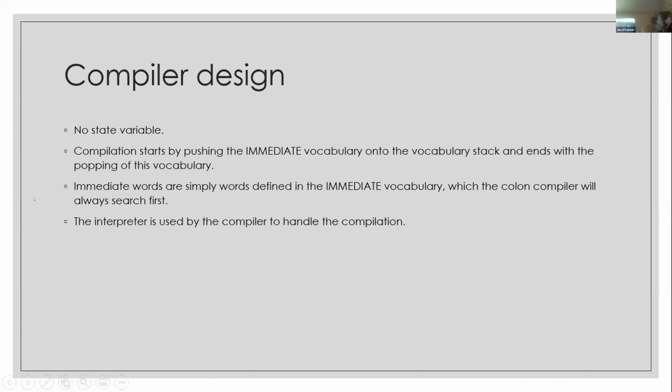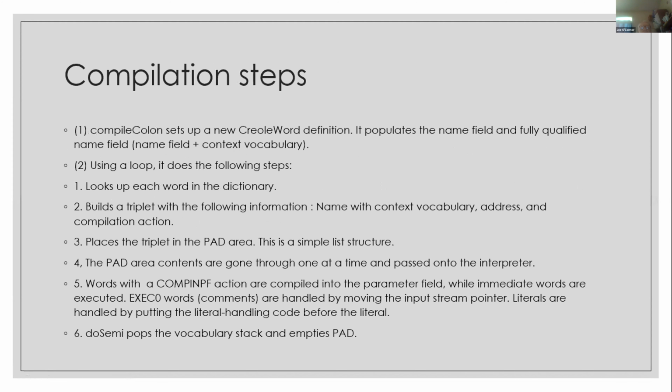So the compiler design is a bit unusual. I have no state variable. Compilation starts by pushing the immediate vocabulary onto the vocabulary stack and ends with the popping of this vocabulary. Immediate words are simply words defined in the immediate vocabulary, which the colon compiler will always search first. The interpreter is used by the compiler to handle the compilation. So let me go into what I mean by that.